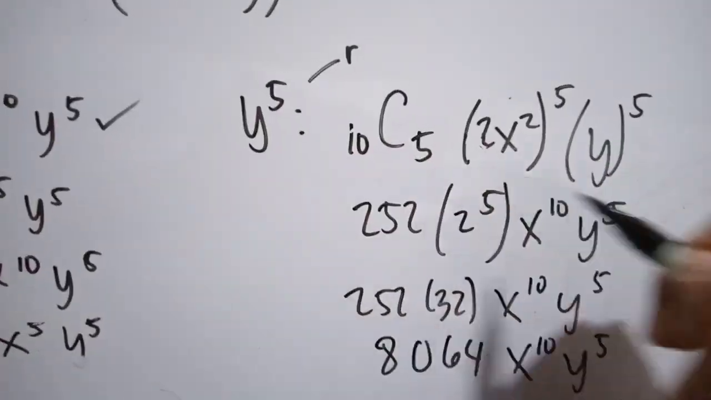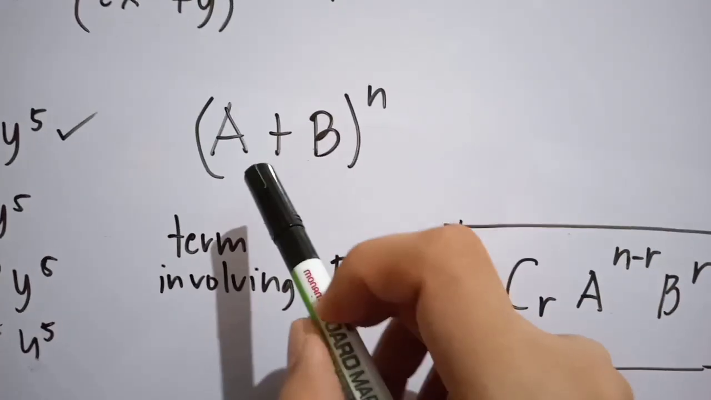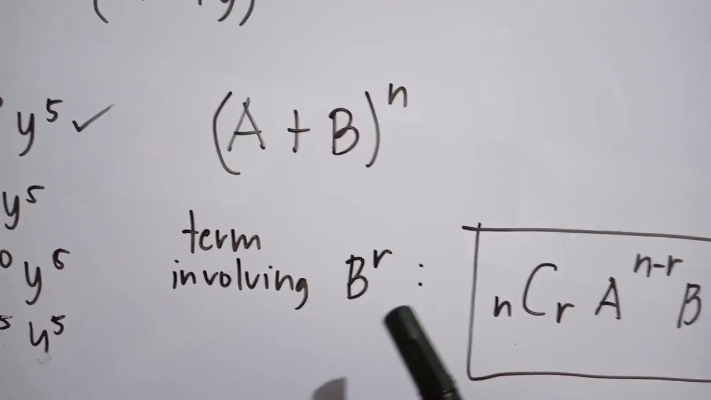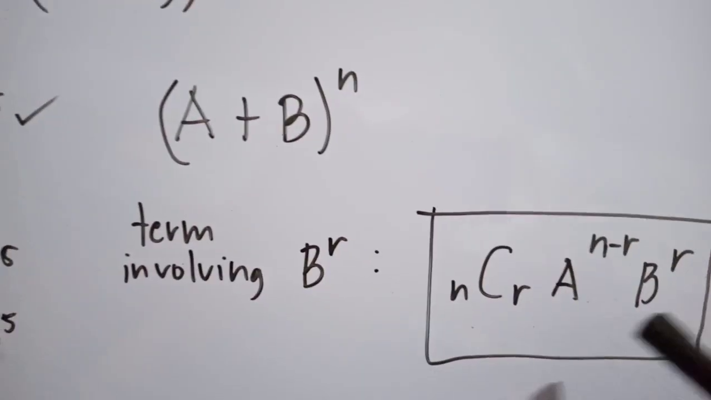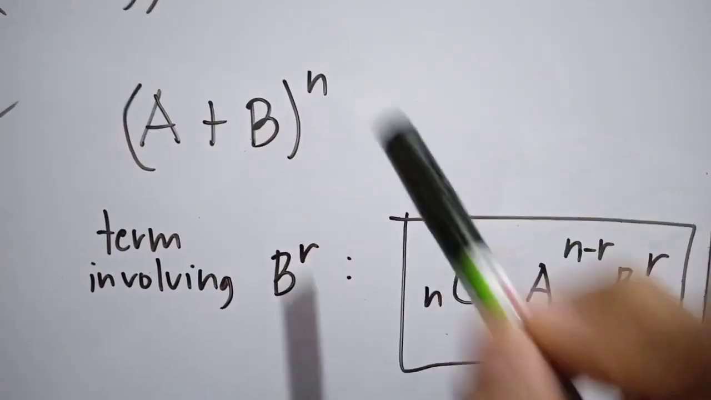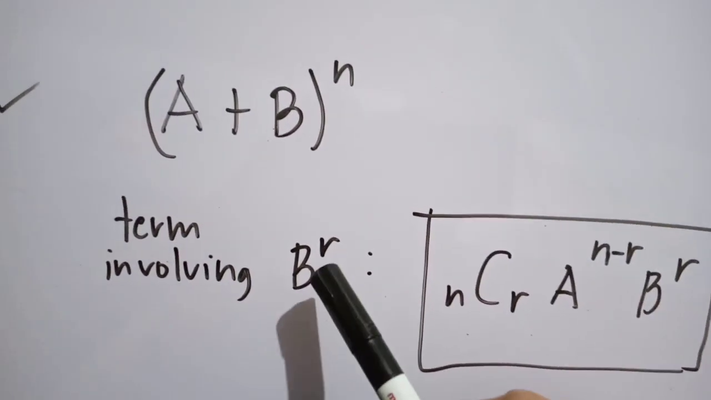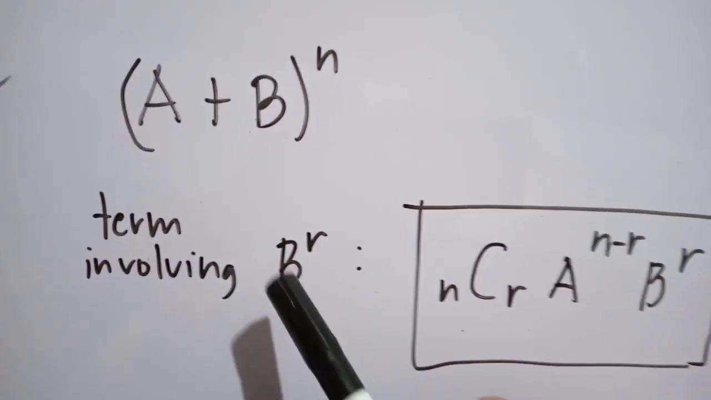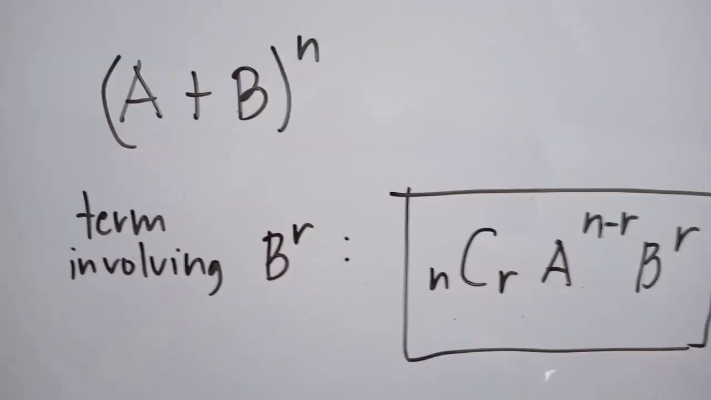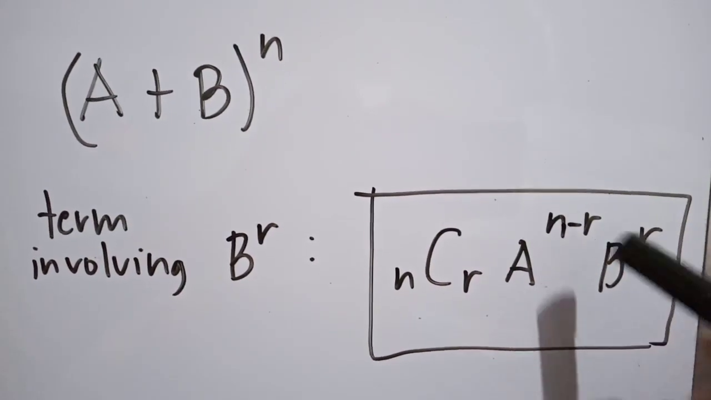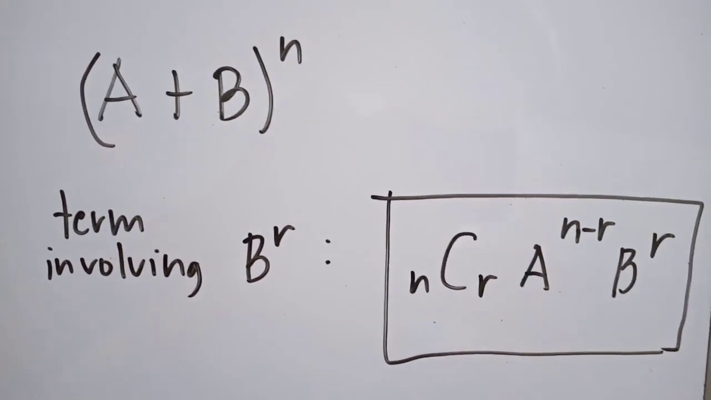So ito lang yung pattern. So for example, ito yung binomial expansion mo, a plus b raised to n. Ito yung term involving b raised to r. So meron kang n, yun yung exponent, tapos yung a and b, yun yung first and second term, tapos yung r, yun yung exponent ng second term mo na hinahanap mo. So ito yung magiging term mo, n combination of r, a raised to n minus r, b raised to r.